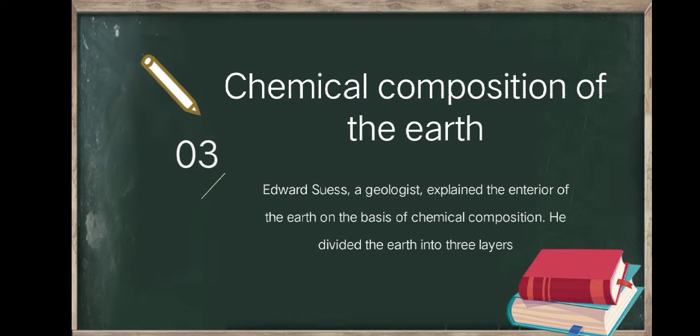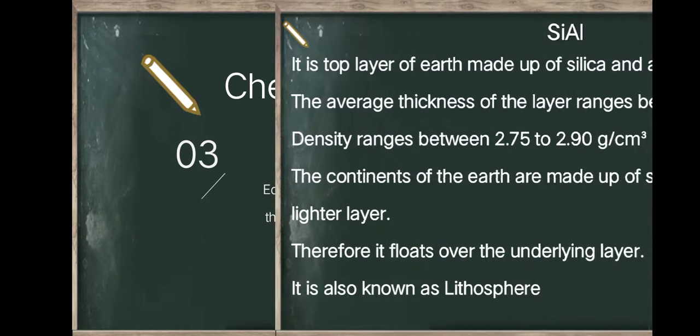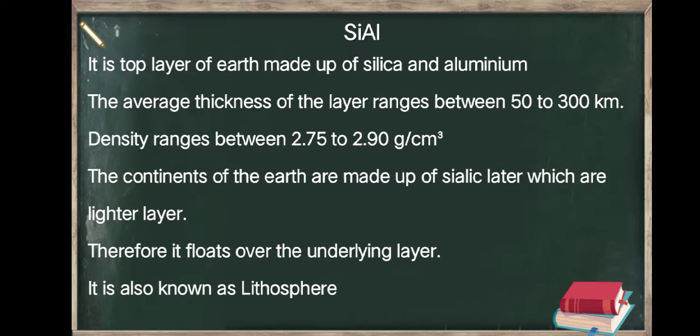The chemical composition of the Earth. Eduard Suess, a geologist, explained the interior of the Earth on the basis of chemical composition. He divided the Earth into three layers. Here it is, the Sial. It is the top layer of the Earth made of silica and aluminium. The average thickness of the layer ranges between 50 to 300 km. Density ranges between 2.75 to 2.90 gram per cubic centimeter.